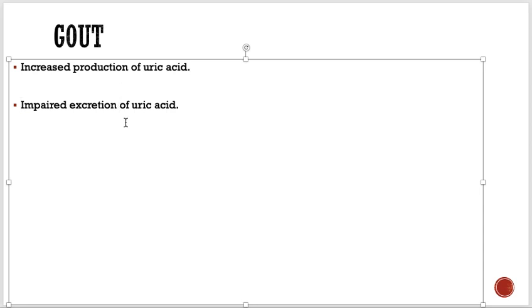Now, what happens whenever patients have gout is that there is a full mechanism behind that. From where do we get the uric acid? Uric acid we can get from the diet.